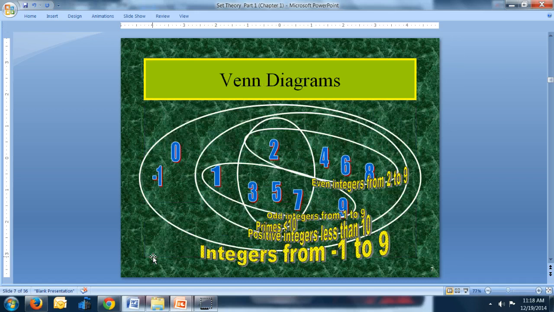Here is the Venn diagram idea. Venn was a French mathematician who introduced these ideas about representing the union, intersection, complements and so on in a diagram. Using that helps a lot to solve many problems that we see in mathematics and computer science.